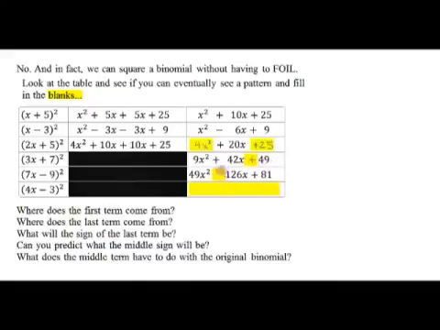Now I wonder, what is the sign of the middle term? Well, here I had a positive, here I had a negative, here a positive and a positive. How does that correlate to the binomial we were squaring earlier? Well, this is a positive, we end up with a positive there.